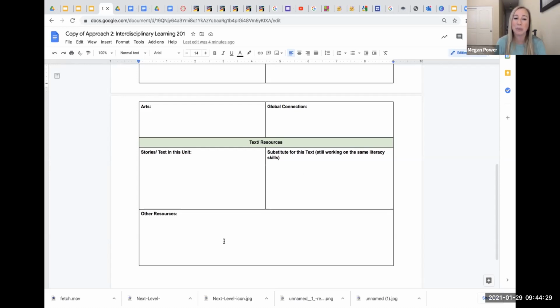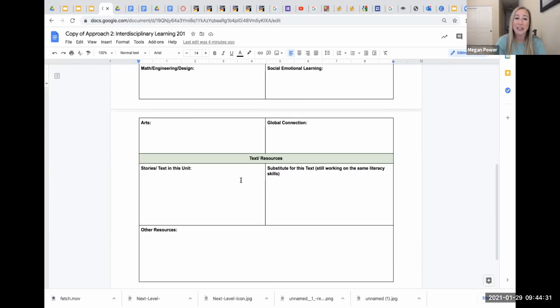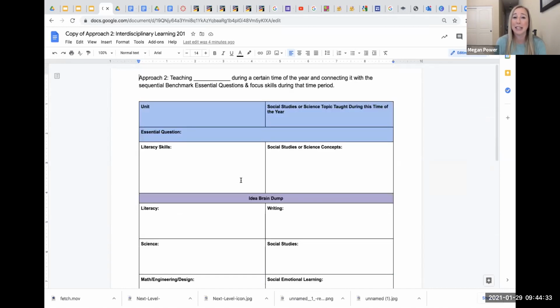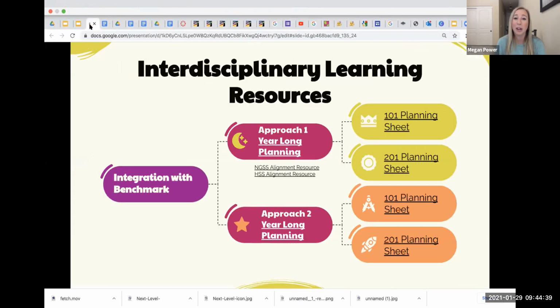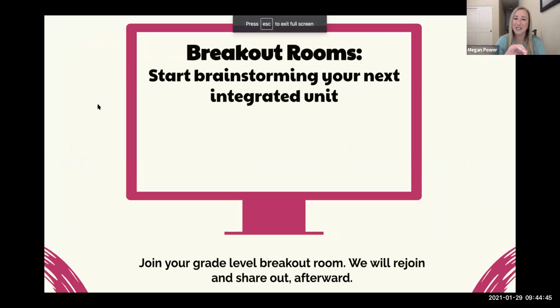And then just a place for other resources. So this is a planning document that might be helpful for many of you to use as you are trying to take your integrated content to that next level. So, Erin, anything you want to add before we jump out to some breakout rooms?